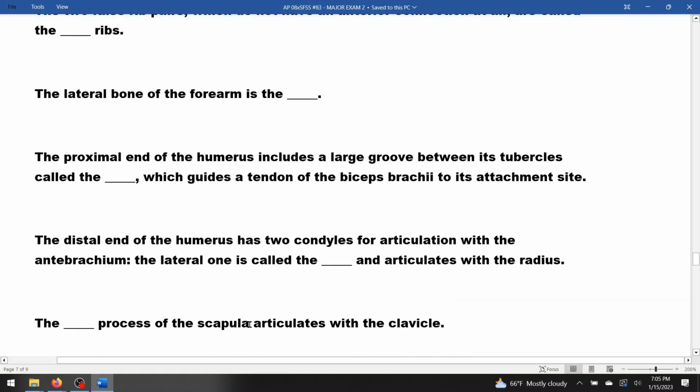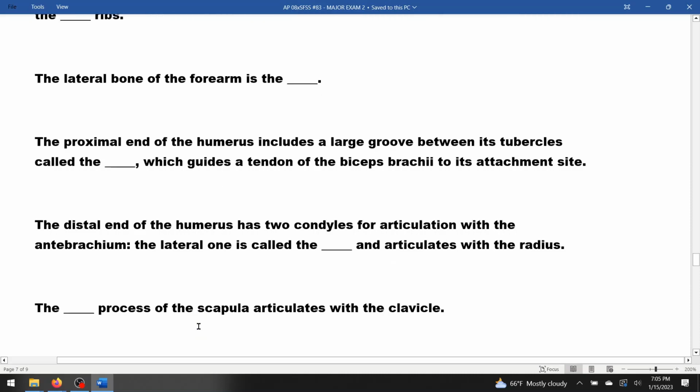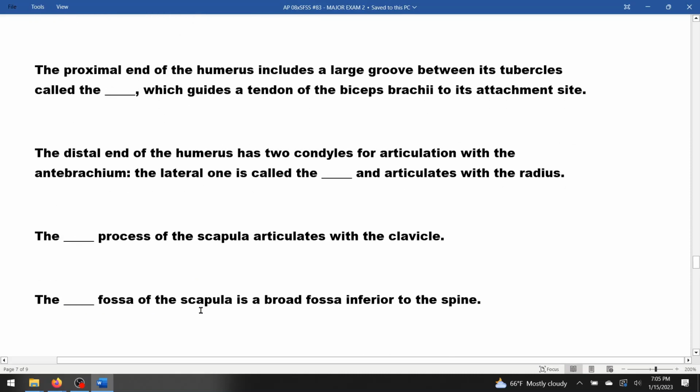The blank process of the scapula articulates with the clavicle. So we're talking about the acromion process, or the acromial process. The blank fossa of the scapula is a broad fossa inferior to the spine. The spine's in the back, and we have that triangular area below the spine, so it's called the infraspinous fossa.